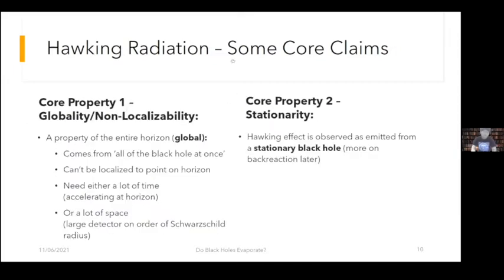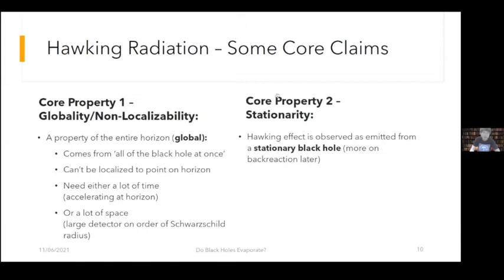So some other core claims here. Firstly, non-localizability, so that's a mouthful. Globality. Hawking radiation is a property of the entire horizon. It's a global thing. It comes from all of the black hole at once, right? The observer at spatial infinity, at future infinity, observes the radiation coming from the black hole. It's not localized to a point on the horizon. You can't say this is where Hawking radiation is coming from. It comes from the whole thing. So you need either a lot of time or a lot of space, so to speak, to really measure Hawking radiation coming from a black hole.